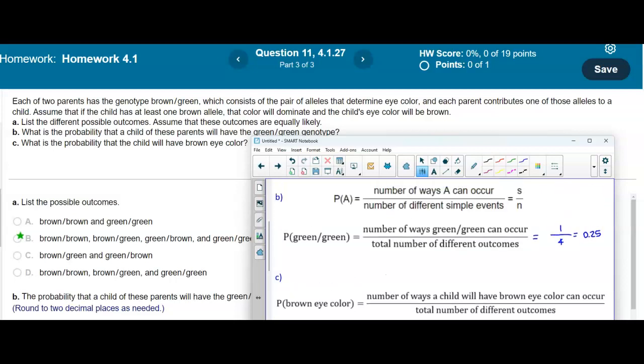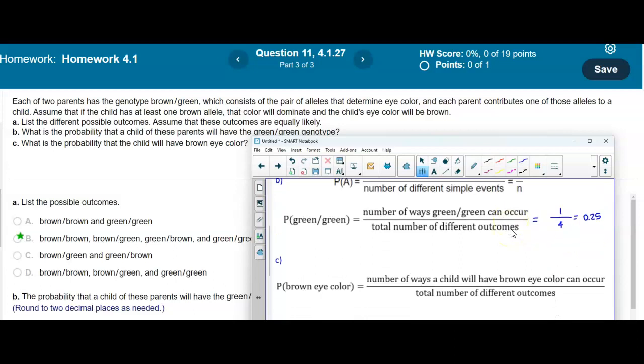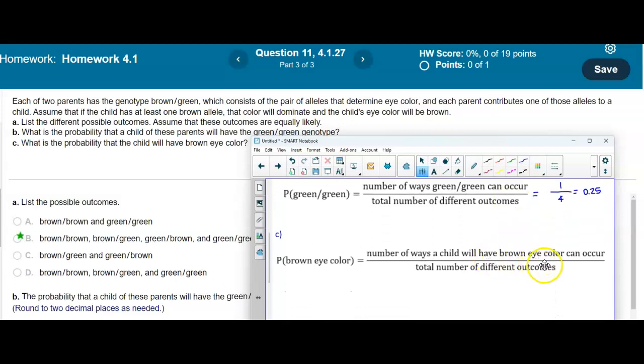Okay, well, let's come back up here. In the first scenario, we know that brown could be possibly chosen. In the second scenario, brown-green, we still have a possibility of brown being chosen. In the third possibility, between green and brown, we still have a brown possibility. And the last one is just green and green. So we only have 3 ways a child will have brown eye color can occur. So that's going to equal 3.